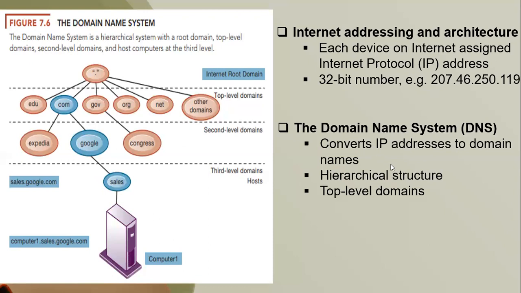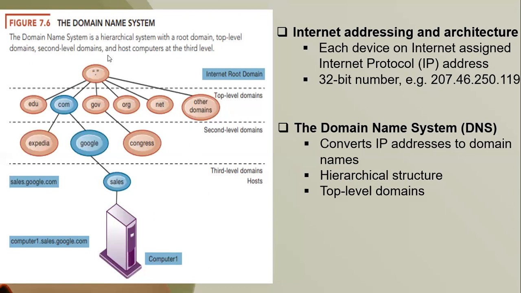It converts an IP address to a domain name, with a hierarchical structure and a top level domain. The Domain Name System exists because it would be very difficult for internet users to remember long strings of numbers, so an IP address can be represented by a natural language name called the domain name. DNS servers maintain a database containing IP addresses mapped to the corresponding domain names.